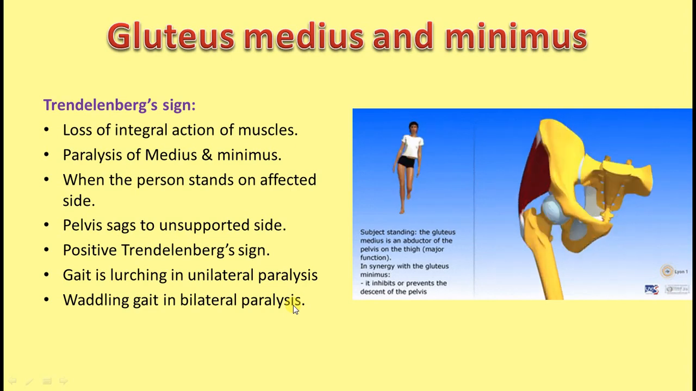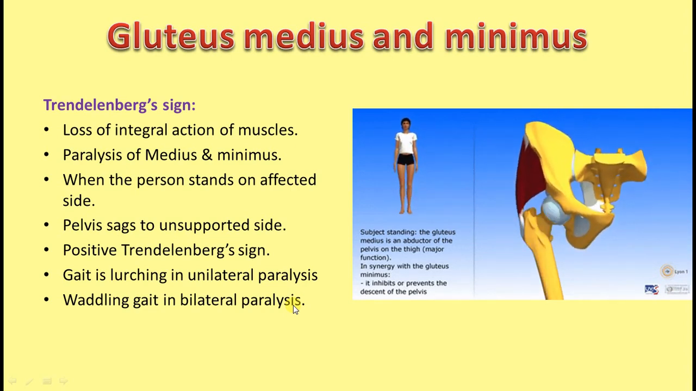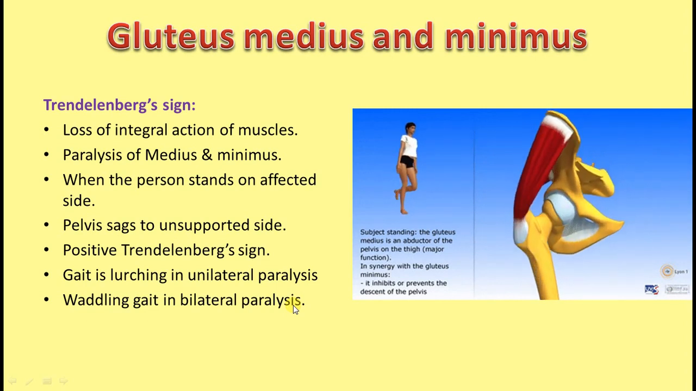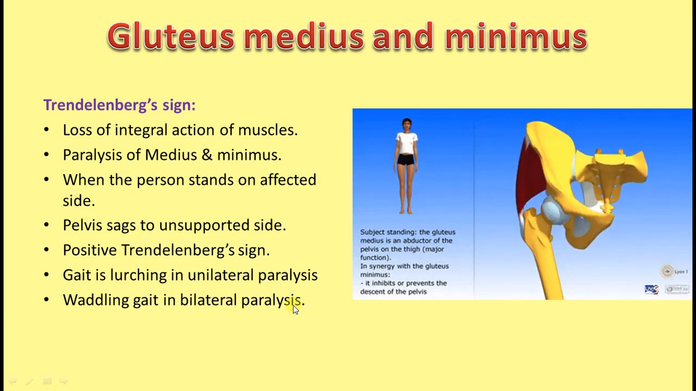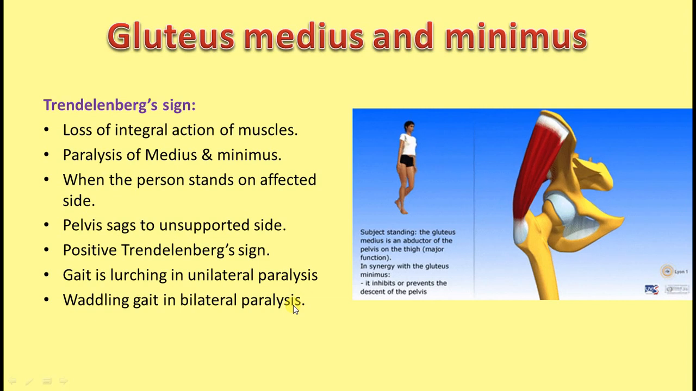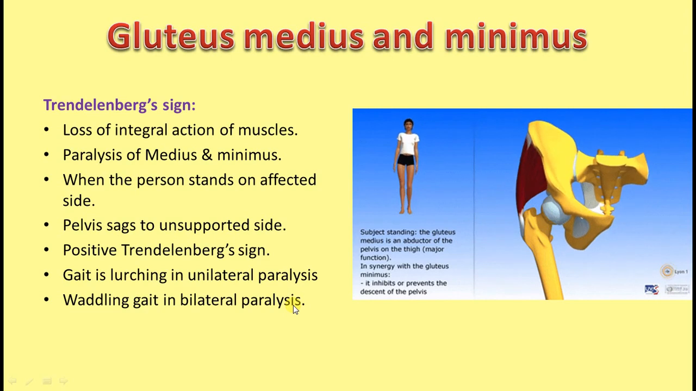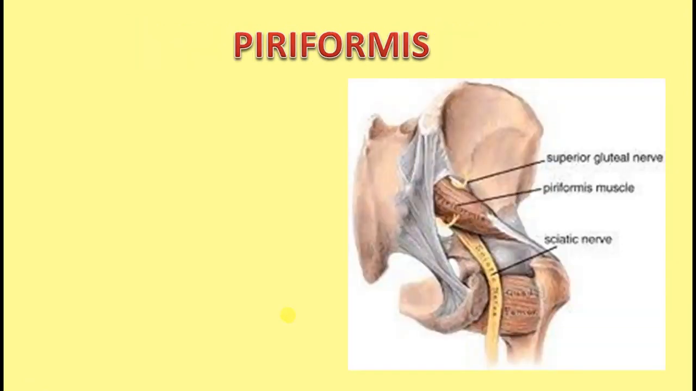So you won't be able to lift the foot off the ground. The person will try to always have the foot in contact with the ground, and will just scratch the ground and walk. That is called the waddling gait. So we have seen the gluteus medius and minimus and their action. The main action is abduction, and they also support the unsupported, opposite pelvis from drooping down.